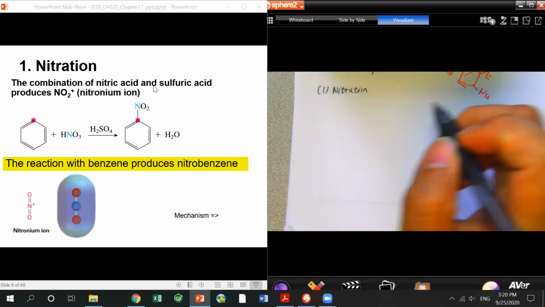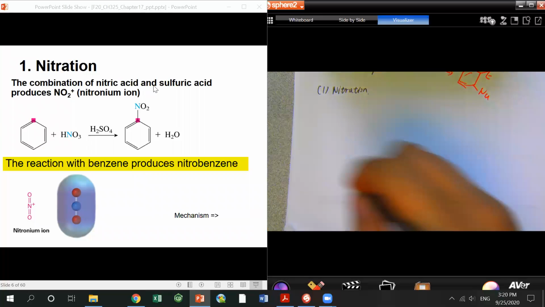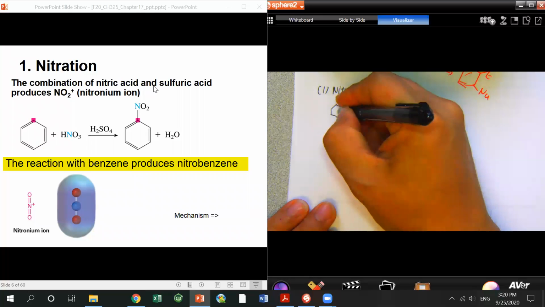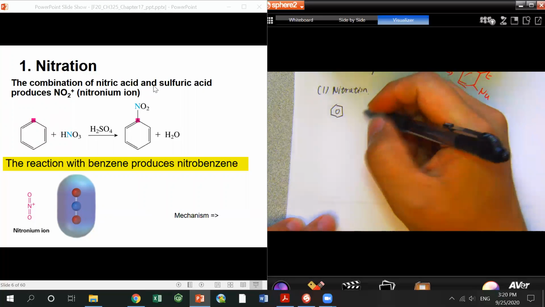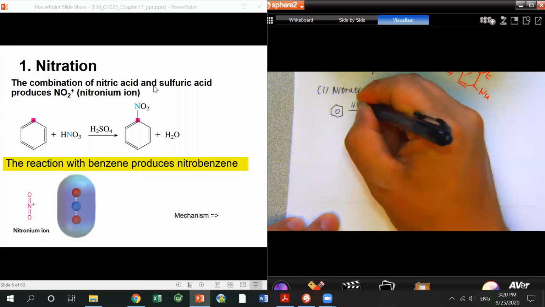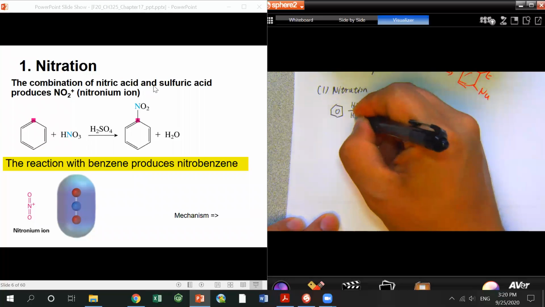Right. So for nitration reactions, the general reaction I showed you there, I will draw it again here. So that's pretty much a benzene. I draw benzene like this way, just kind of a circle. And then the reagent is nitric acid, and then use a catalytic amount of sulfuric acid.